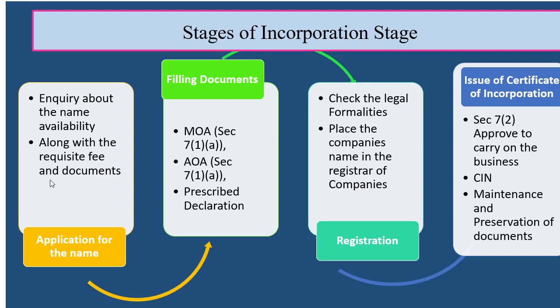So hope you understood the incorporation stage: application for the name, filing documents, registration, and issue of certificate of incorporation. Of course, one more certificate was there earlier, that is the certificate of commencement, but the Companies Act 2013 abandoned this certificate. Certificate of incorporation is enough to commence the business.